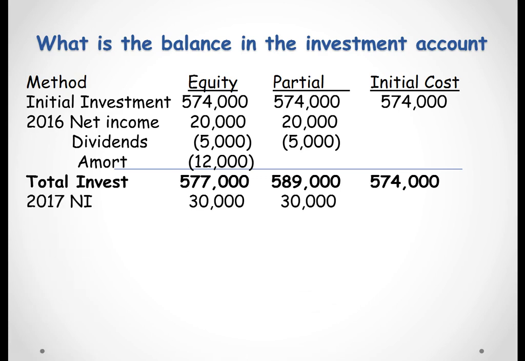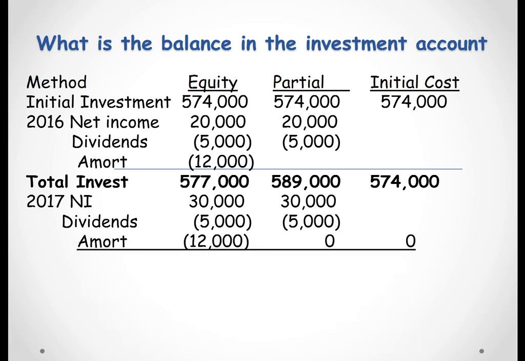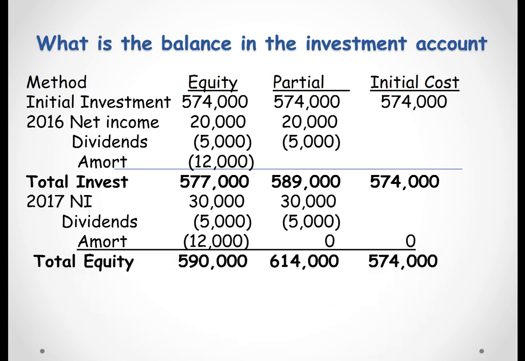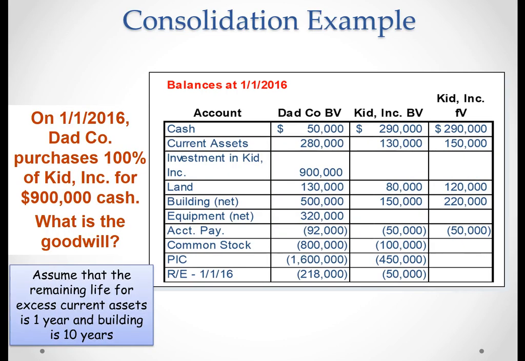Now, what about for 2017? Well, again, we would do the net income for equity and partial equity, the dividends for adjusting the investment account for the equity and partial equity, only the amortization for the equity method, and now this is the ending balance for all three of them. So that is the difference between the three methods, but what it also means is that in the end, the investment account really should be $590,000 for 5-3. So let's take a look at that.